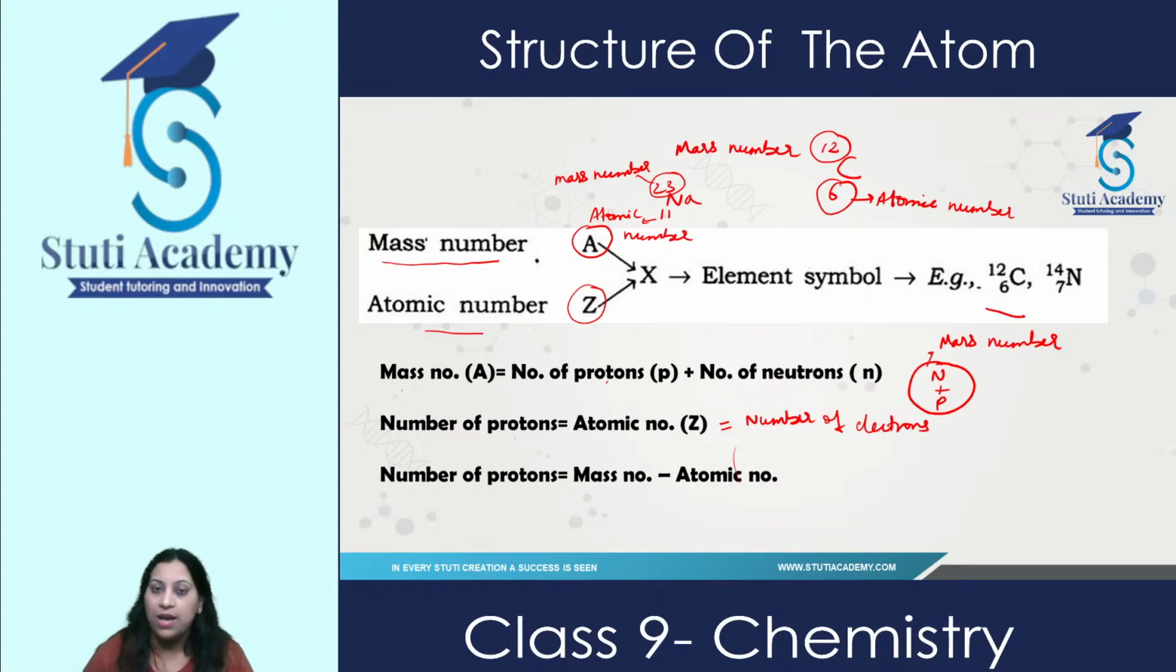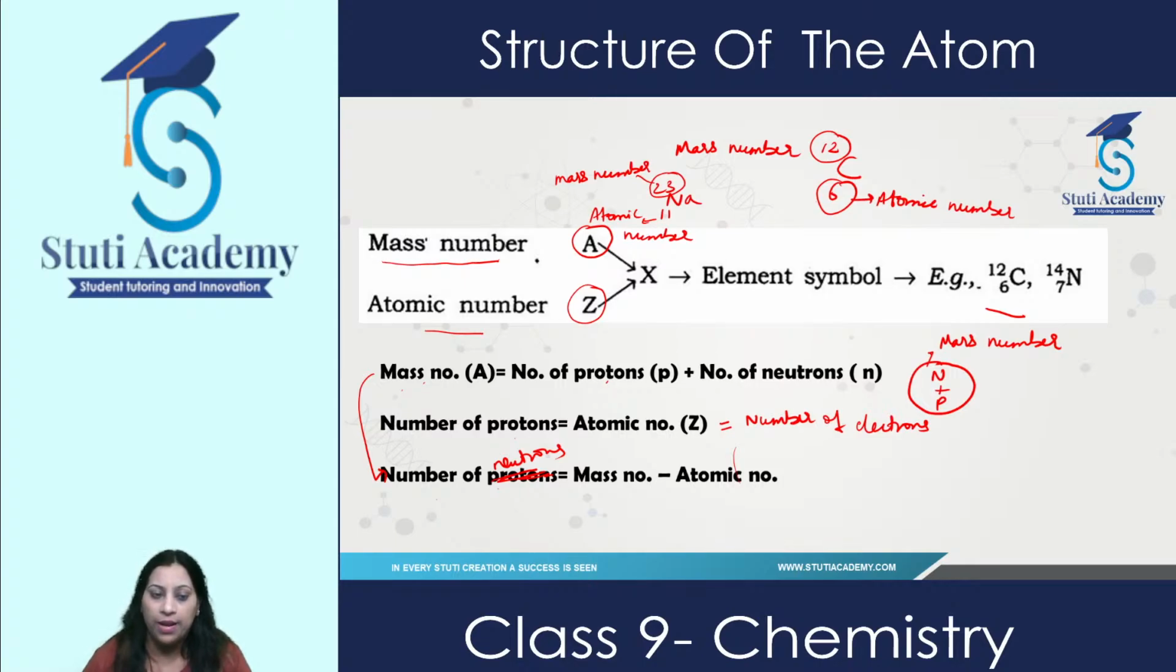So these all are same. Then we have number of protons. If you need to find out number of protons, from this formula you can easily find out number of protons is equal to mass number minus atomic number. Okay, mass number minus atomic number, number of neutrons, not protons. This is number of neutrons.